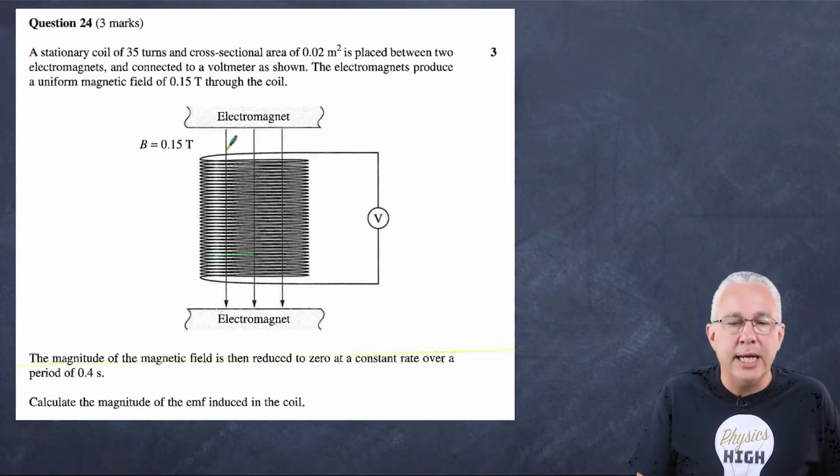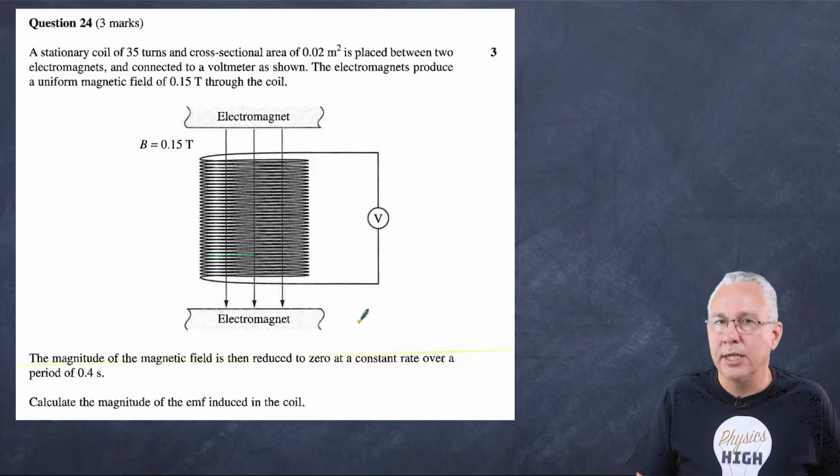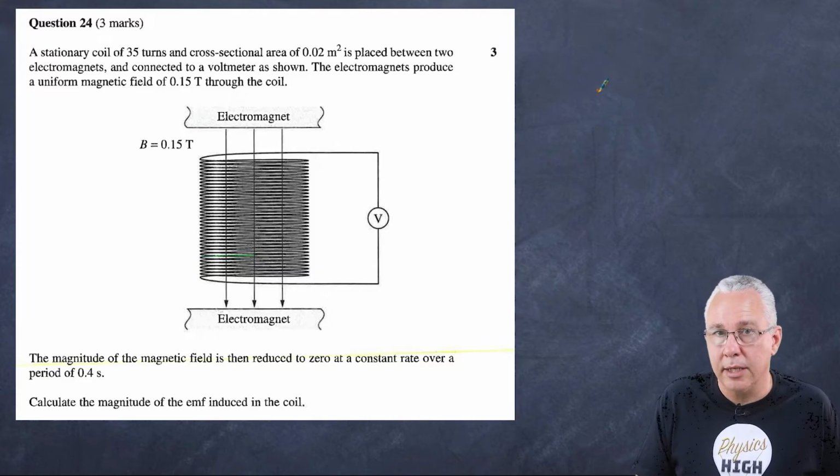Question 23, a stationary coil of 35 turns and a cross-sectional area of 0.02 square meters is placed between two electromagnets and connected to a voltmeter as shown. The electromagnets produce a uniform magnetic field of 0.15 Tesla through the coil, and the magnitude of the field is reduced to 0 at a constant rate over a period of 0.4 seconds. Calculate the EMF. Now, this is a simple question dealing with EMF.